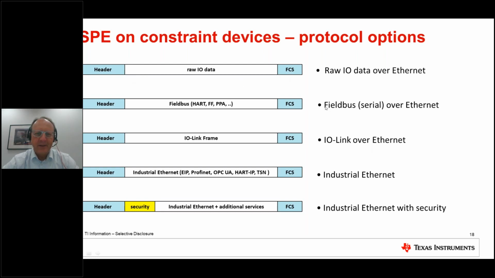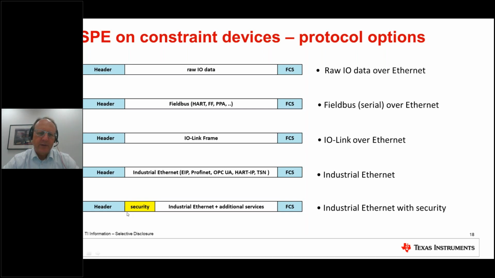When you talk about fieldbus protocols, HART, Foundation Fieldbus, PROFIBUS PA, you can tunnel these protocols over the Ethernet frame. There's also an initiative and a project to transport IO-Link over single pair Ethernet. Then when you go to industrial Ethernet protocols, yes, you can do EtherNet/IP, PROFINET, OPC UA, HART-IP, TSN over Ethernet. So that's using the infrastructure of a control system from a Siemens, from a Rockwell, from big automation players.